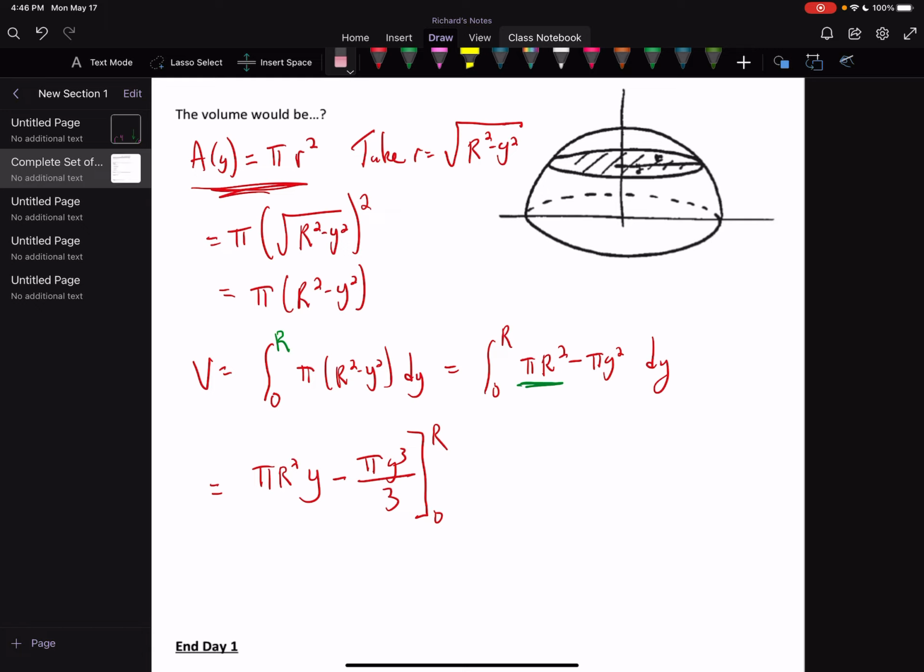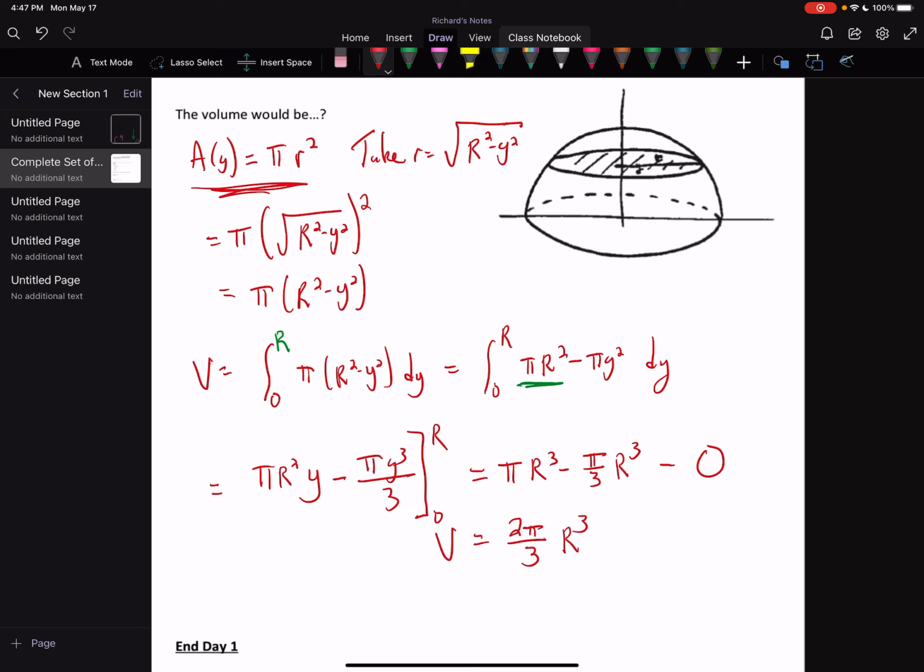And then taking the antiderivative of pi y squared, we add 1 to the exponent, so that's going to give us y cubed, and we have to divide by that exponent. Okay. Now what we do is we substitute in capital R for y, so that's going to give us pi R cubed minus pi over 3 R cubed, and then of course we know minus 0. Okay. And then we clean up this formula, which is going to give us pi minus pi over 3, which is 2 pi over 3 R cubed.